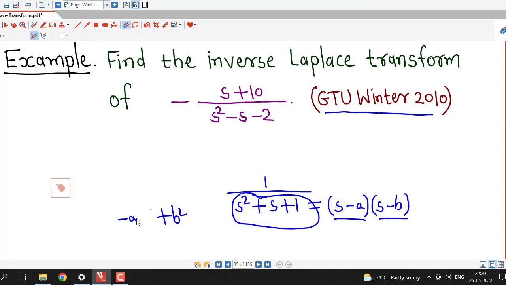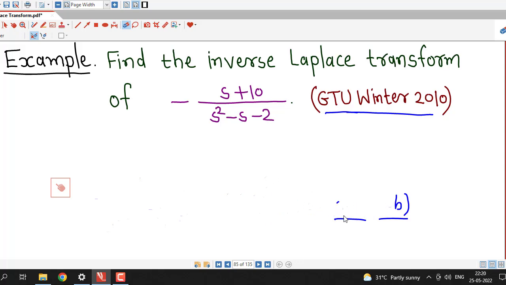But suppose our factor in the denominator, for example here we have s square minus s minus 2, is a quadratic factor that we can factorize into linear factors. In that situation we have to use the method of partial fractions.